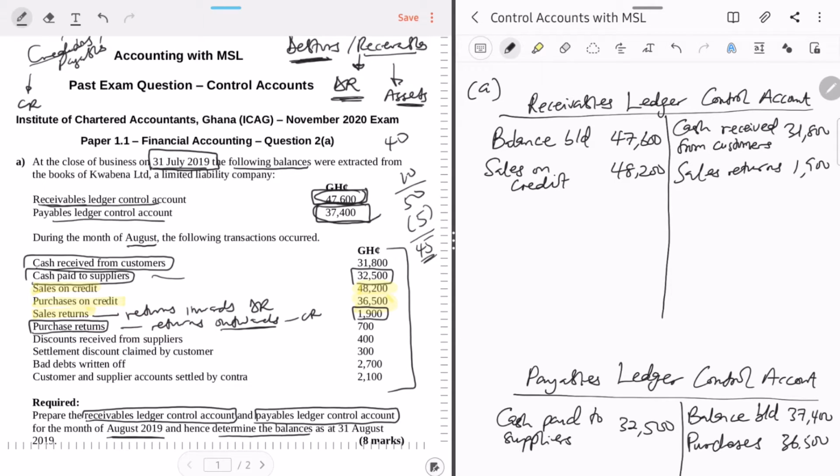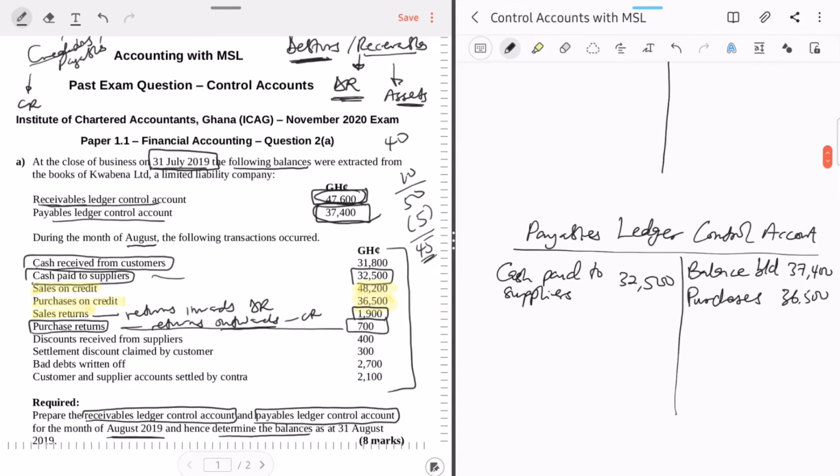So if they have a credit balance, then it means the purchase returns of 1,900 here. Nope. It should be, let me map it well. Yeah, it should be 700. So the purchase returns of 700 we have here. We will credit the purchase returns account or we credit the returns outwards account. And because it deals with purchases or creditors, I'll have to come and debit the payables ledger control account. So my purchase returns of 700 debited here.